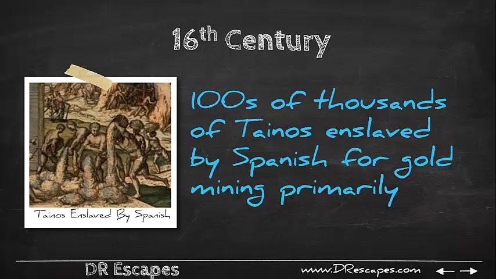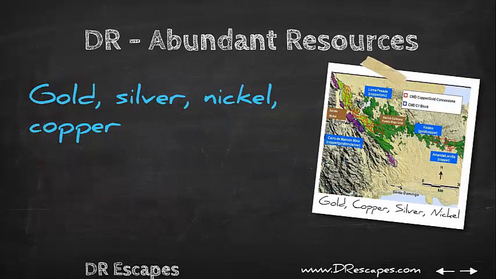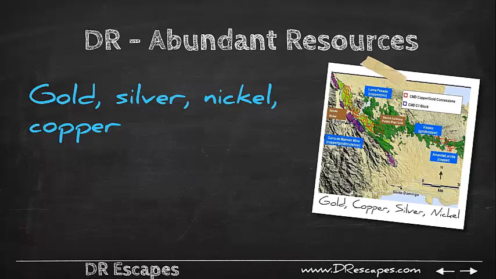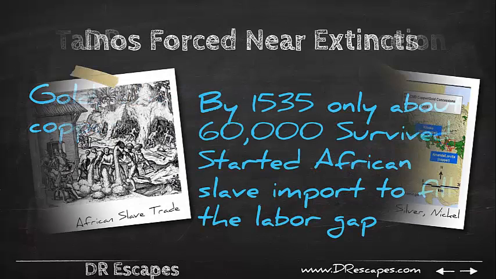And in the 16th century, the Taino kind of took part in and became part of the enslavement. Hundreds of thousands of Tainos living on the island were enslaved, and they were actually working in gold mines. Yes, the DR is very heavily endowed in gold, copper, nickel, silver, and many other precious commodities. But they were forced into near extinction due to hunger, disease, mass killings. By around 1535, there were slightly over 60,000 remaining.